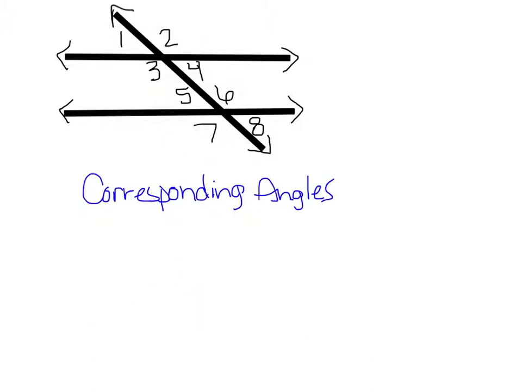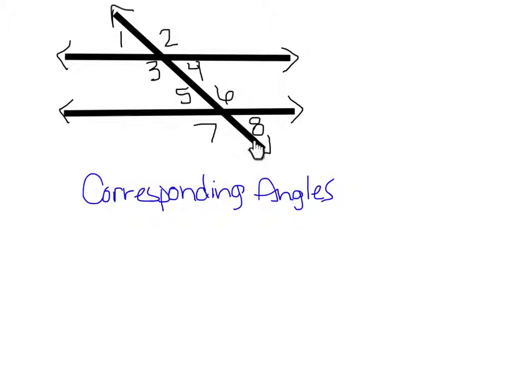All right, 7th period class, let's talk about corresponding angles. Our definition from the textbook for corresponding angles are those angles that are in the same position on the two lines in relation to the transversal. Okay, so let's talk about the two lines. The two lines that this is talking about are these two lines, my parallel lines. And they lie, according to our definition, in the same position in relation to the transversal.